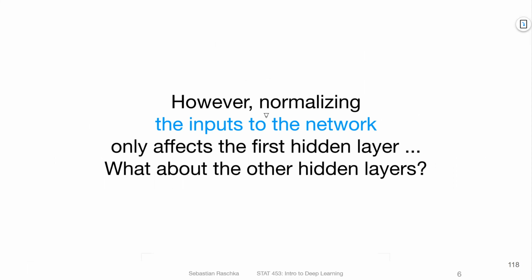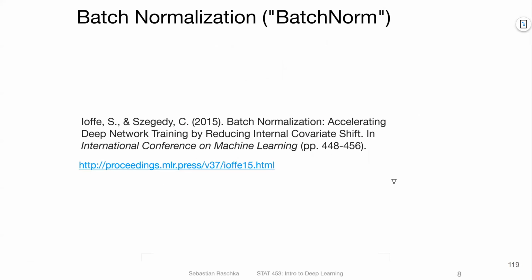However, normalizing the input to the network only affects the first hidden layer. And what about the other hidden layers? This is the question we're going to discuss from now on. To tackle this problem, batch normalization emerged. It came out in 2015. It is a very popular and famous technique to normalize or remove covariance shift.